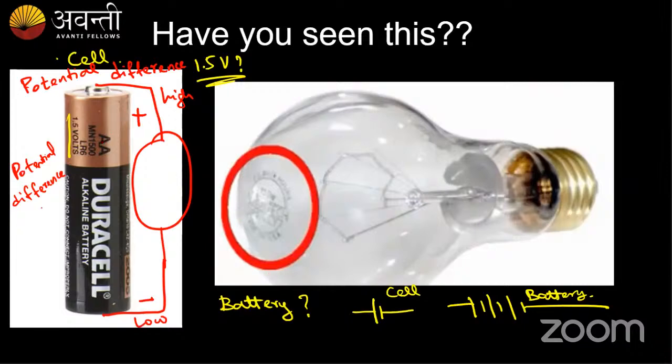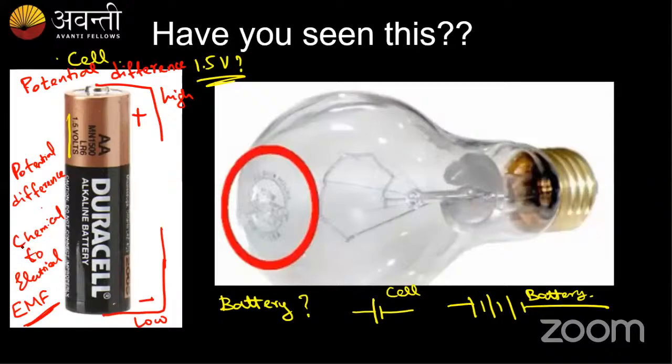Since this is converting chemical energy to electrical energy, such a conversion is always called EMF, electromotive force. Your teachers might have told you it's the force which moves the electrons. Technically we should not call EMF a force which moves the electrons. EMF is any conversion of one form of energy to another form of energy. But for your knowledge for now, you can just believe that it's a force which moves the electrons.